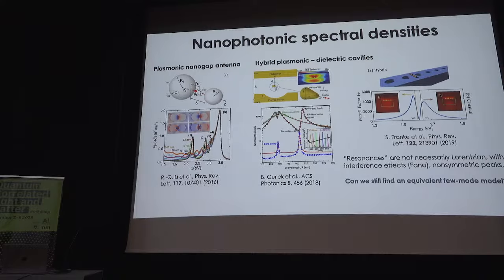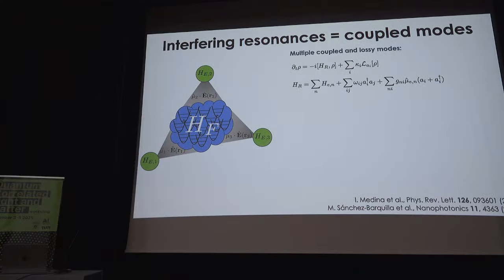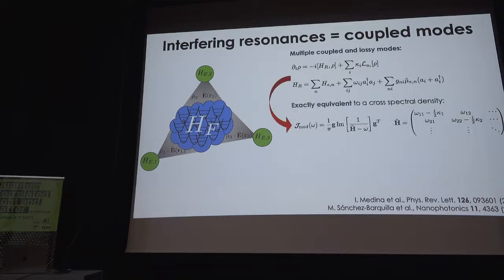Our question was, can we find something that still looks relatively simple, with a few modes? If I try to approximate this as a sum of very many Lorentzians, it becomes very complex. So what I can do is take several modes and allow them to couple with each other. I can again show that this is fully equivalent to the spectral density.